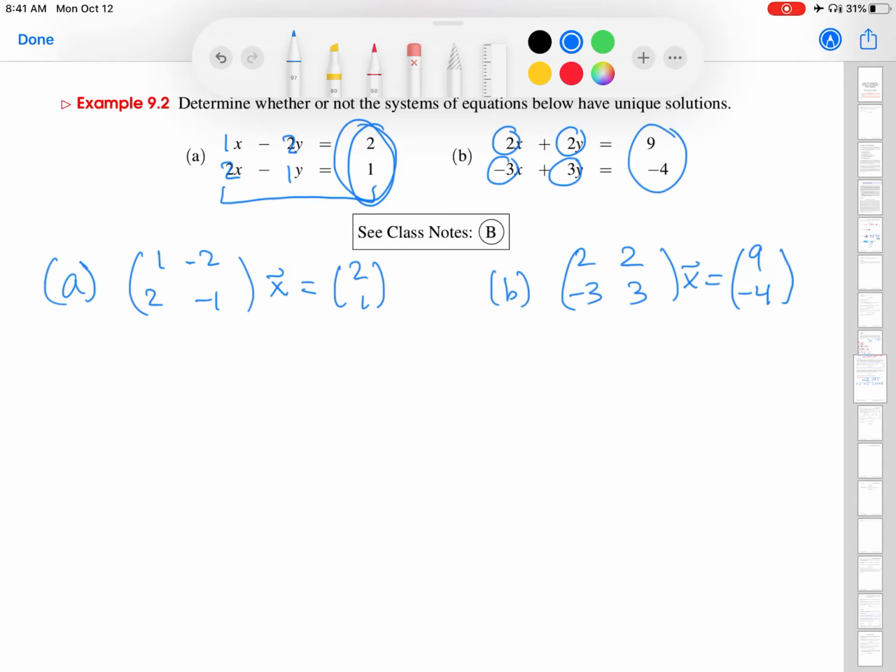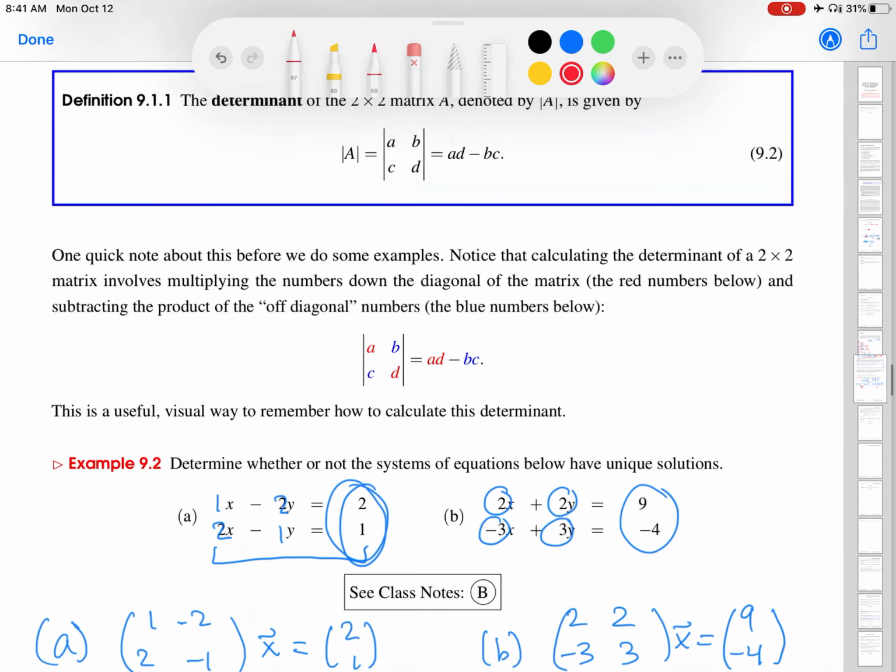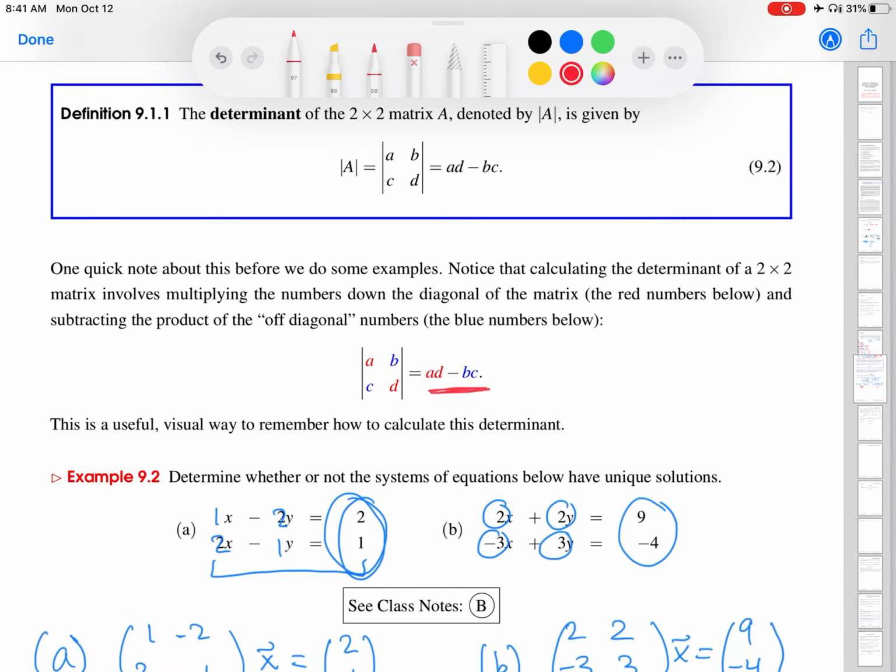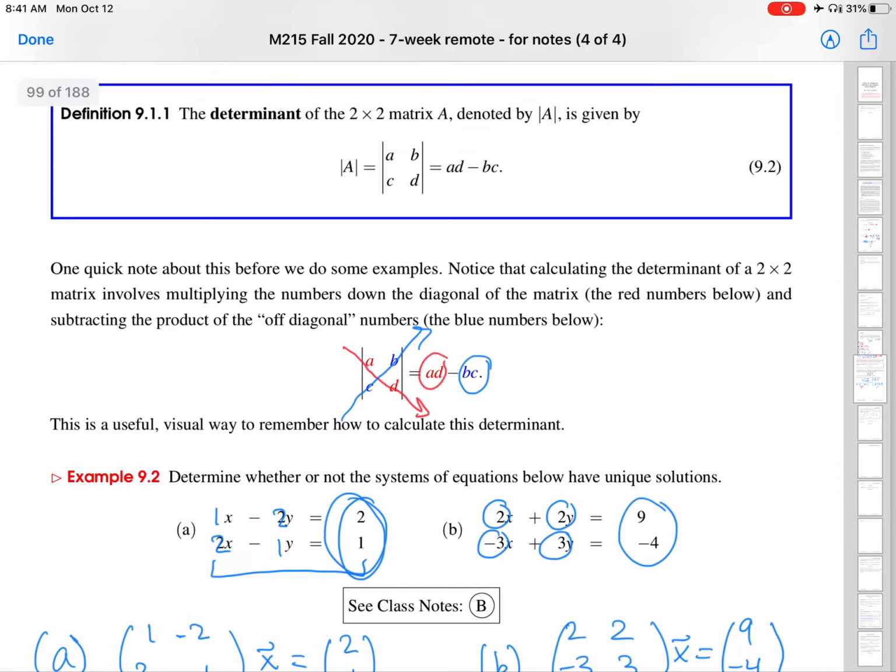Great, so based again off of the nomenclature and all of the work we did in the previous example, this is the coefficient matrix A here. And all we've got to do now is calculate this quantity AD minus BC, which is the determinant of this matrix. Okay, and as I show here, when you're calculating the determinant of a 2x2 matrix, it is the product of the diagonal entries that gives you AD, minus the product of the off diagonal entries that gives you BC. Okay, so we're going to do that down here.